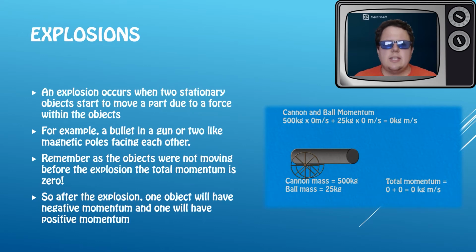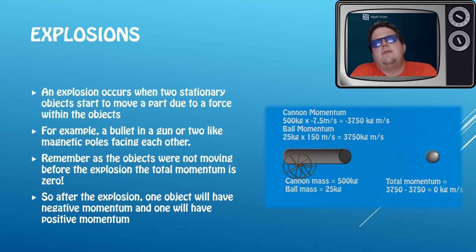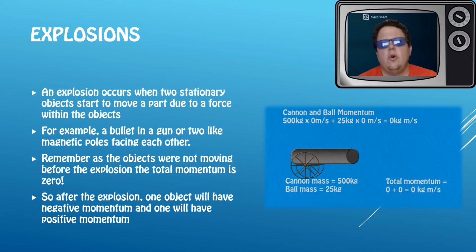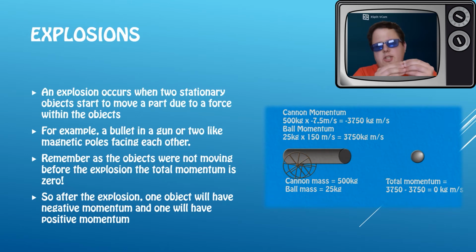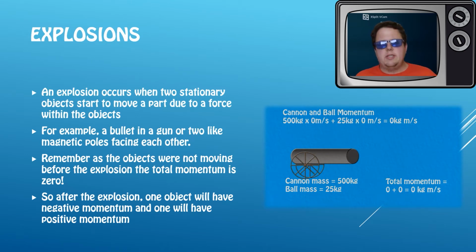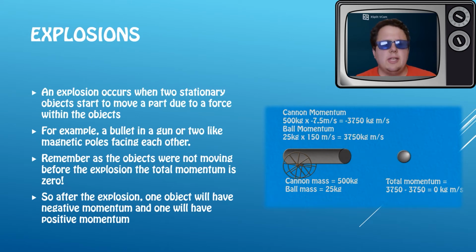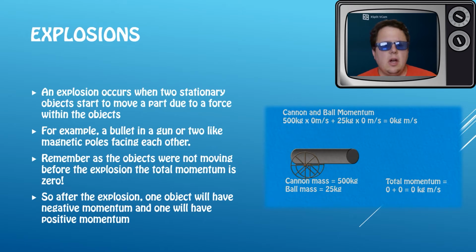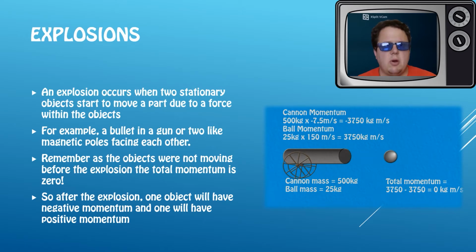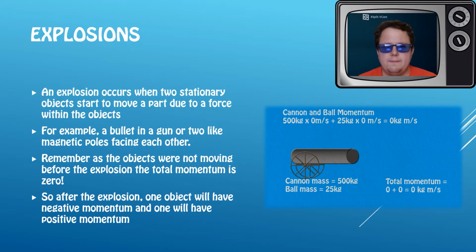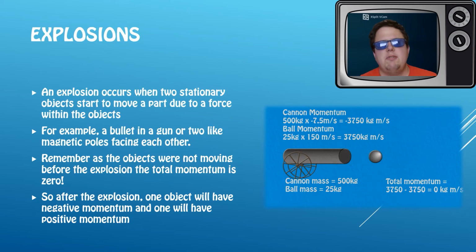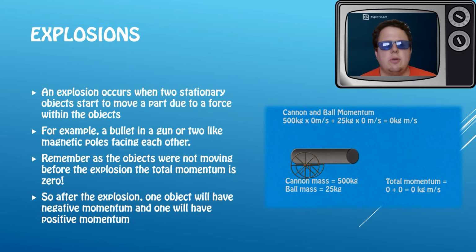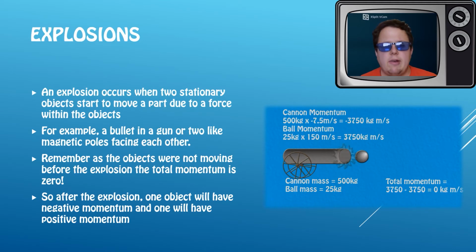Okay, now explosions. Explosions in physics, all they mean is two objects that are stationary and then move apart from each other. The classic example is a bullet and a gun, or two magnetic poles facing each other that are going to repel. Now, as nothing is moving before we start, the total momentum here must be 0.